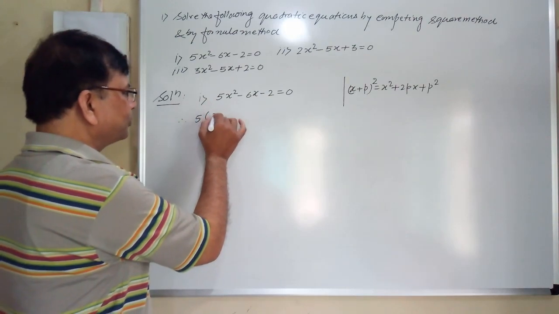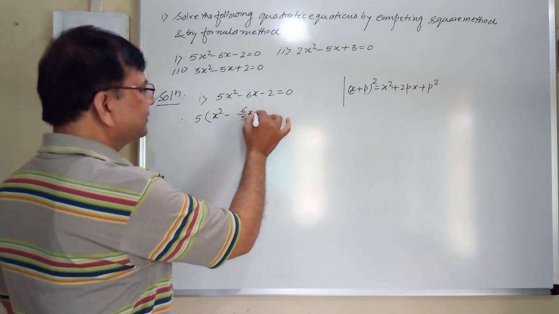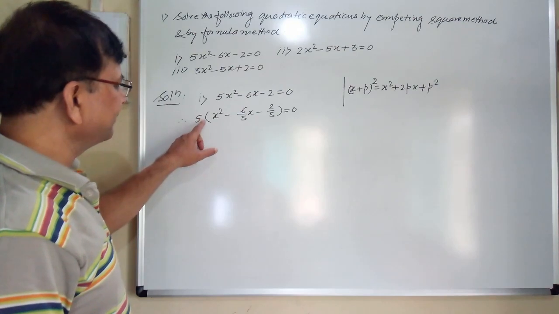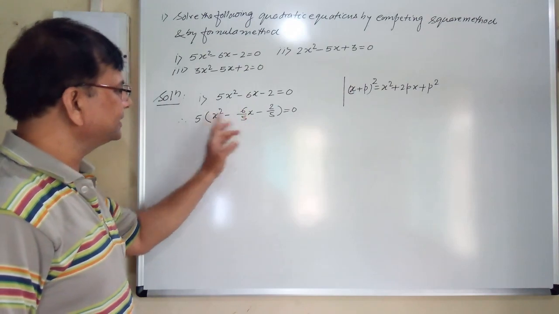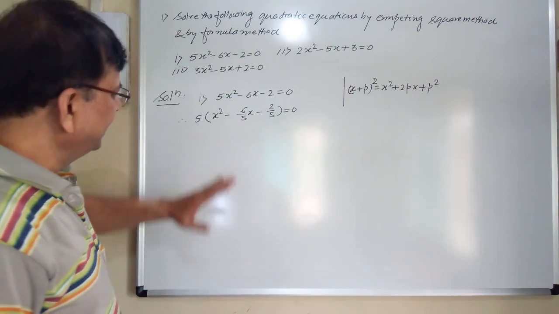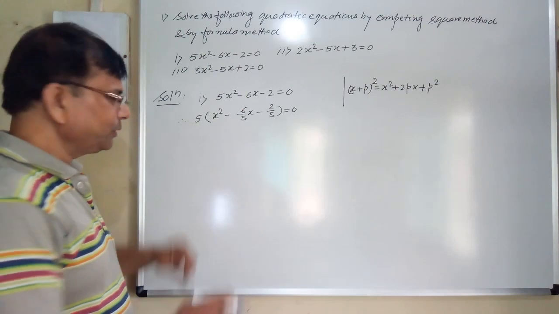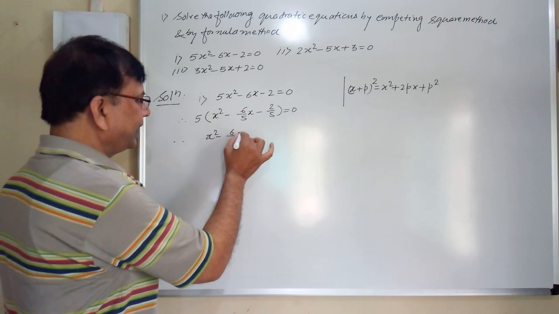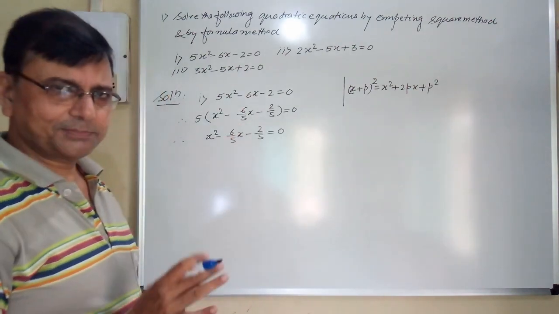So taking 5 common, it will become x square minus 6/5 x minus 2/5 is equal to 0. Now here, 5 in the numerator was taken common, so it comes in the denominator of these terms too, because we will multiply. This 5 will get cancelled, and this 5 and this 5 will also get cancelled. Now, the product of these two, 5 into this, is 0. 5 is not equal to 0. Therefore, x square minus 6 by 5 x minus 2 by 5 is equal to 0. Is it making sense?